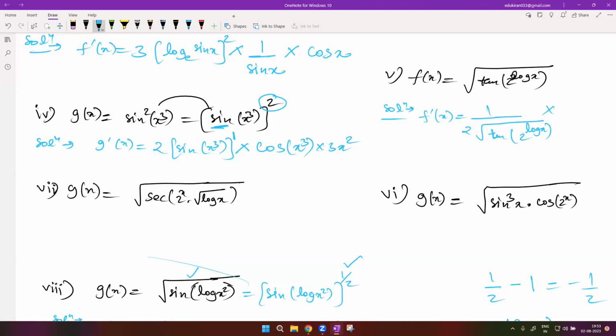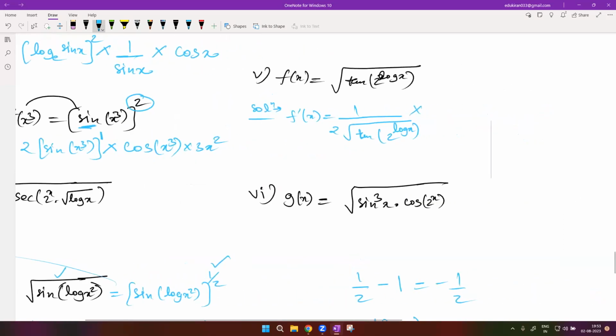Then we will move on to the next part, which is tan. The differentiation of tan is what? Sec square. So this should be sec square to the power log x. Then we will move on to 2 to the power log x. Now the differentiation of 2 to the power log x will be 2 to the power log x log 2. This is the differentiation of exponential function.